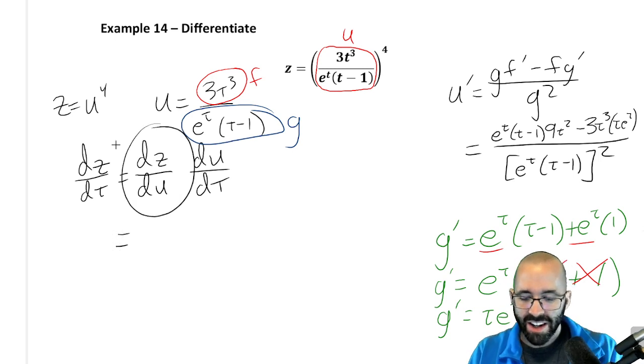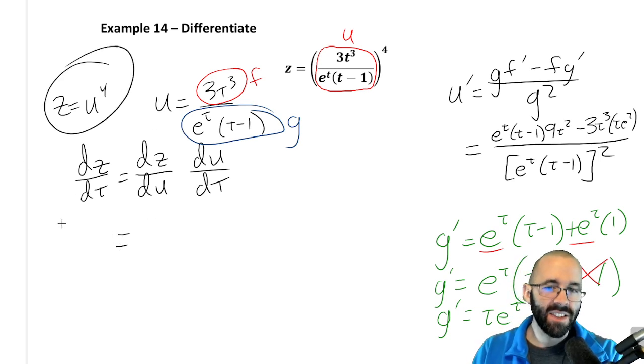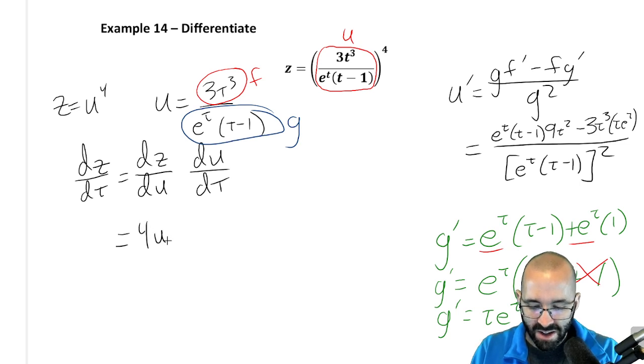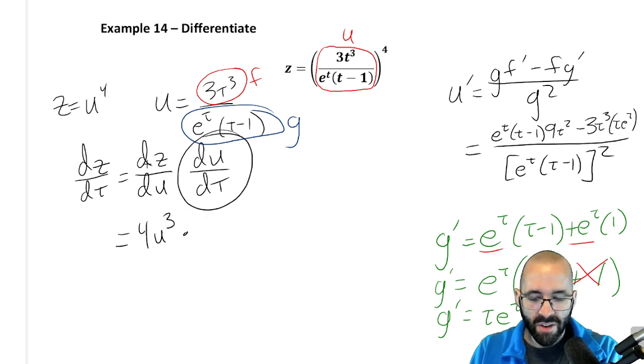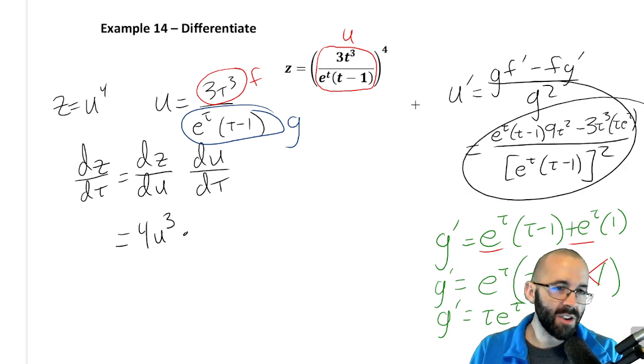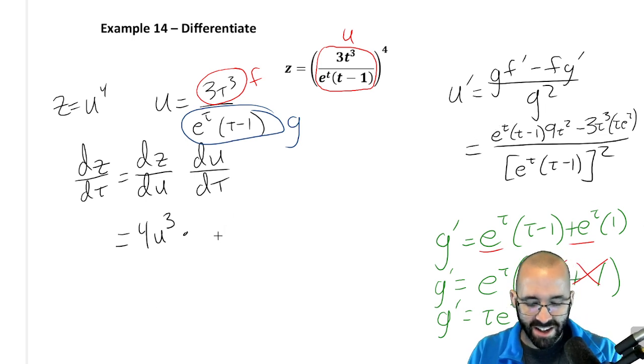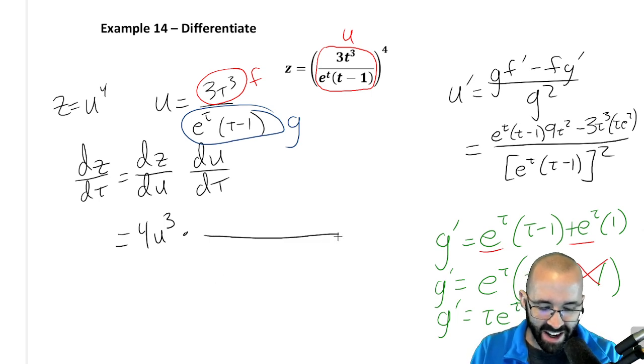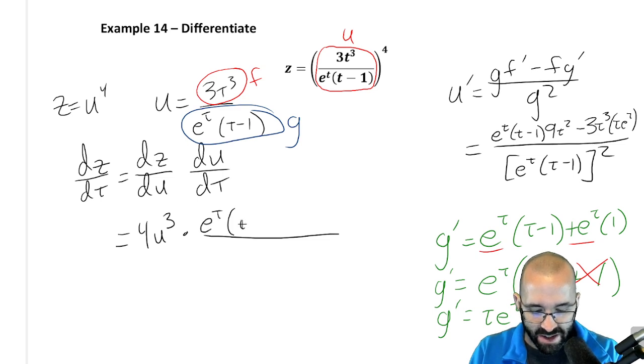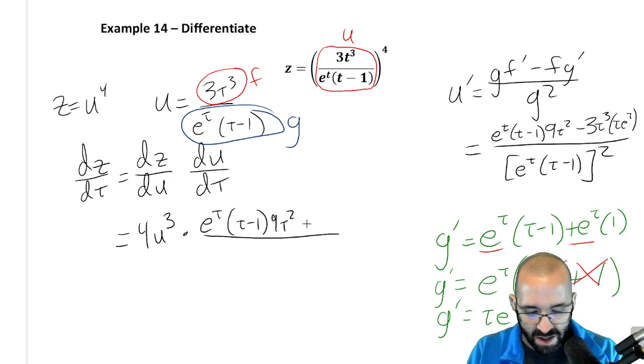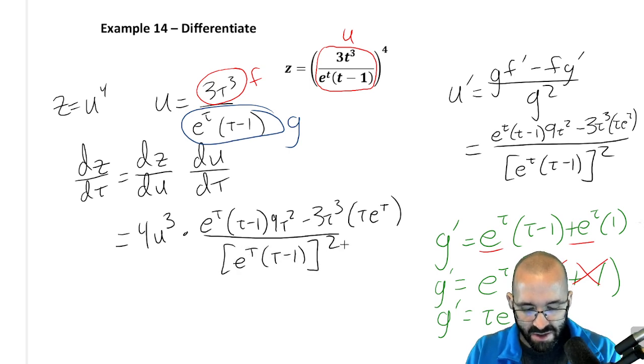What is the derivative of z with respect to u? Use the power rule. It's 4u cubed. What's the derivative of u with respect to t? We just found it over here. We could simplify. At this point, I don't think it's worth it. Just going to write it all out. T minus 1, 9t squared, minus 3t cubed, times t e to the t, all over e to the t times t minus 1 squared.